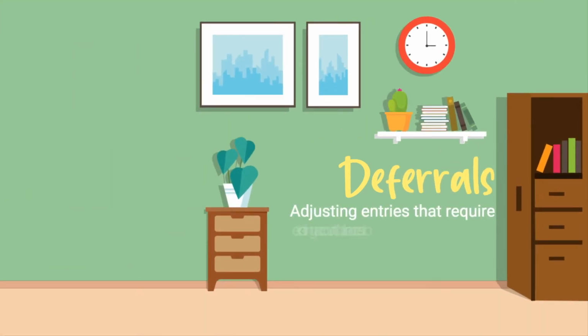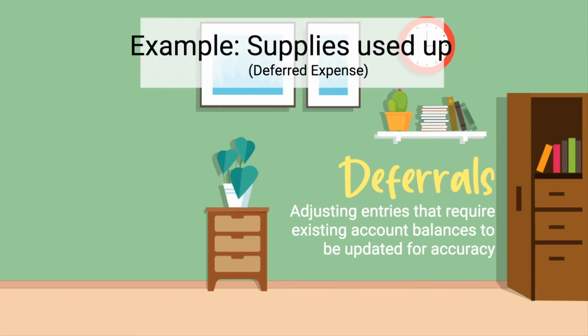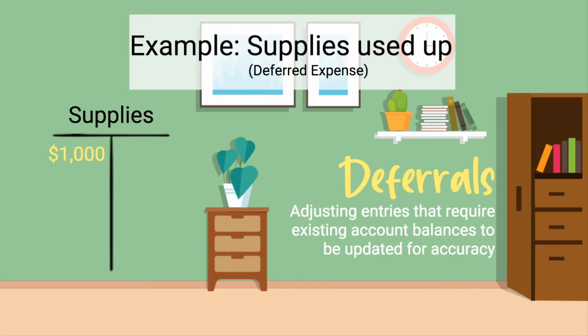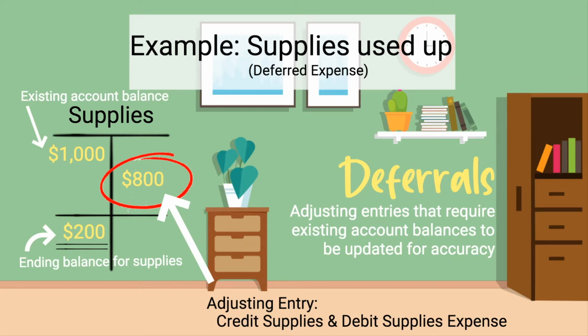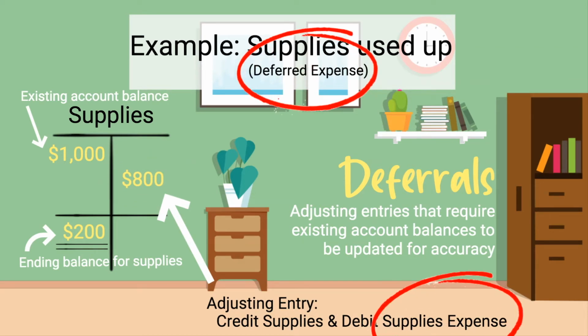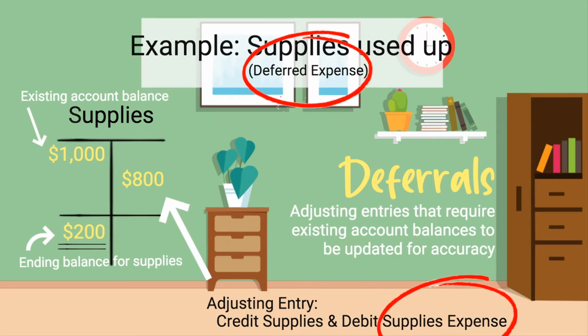Deferrals are adjusting entries that require existing account balances to be updated for accuracy. Example, supplies used up, which is a deferred expense. Let's assume supplies had a balance of $1,000 at the beginning of the accounting period. That's an existing account balance. At the end of the accounting period, there was $200 left over. Here's where you put the adjustment on the credit side to decrease the amount of supplies to $200. Our journal entry is a credit to supplies and a debit to supplies expense. Because we debited supplies expense, this is considered a deferred expense.